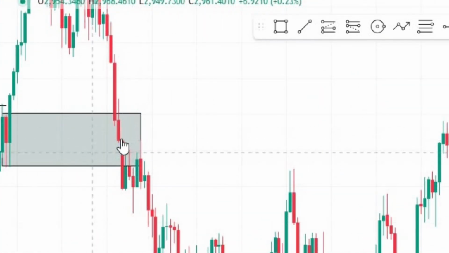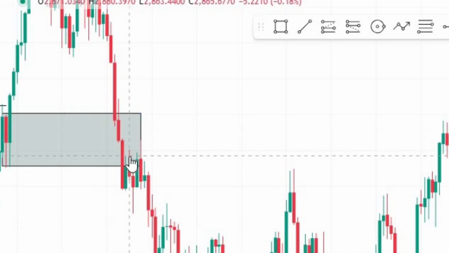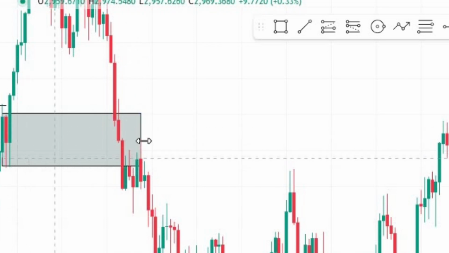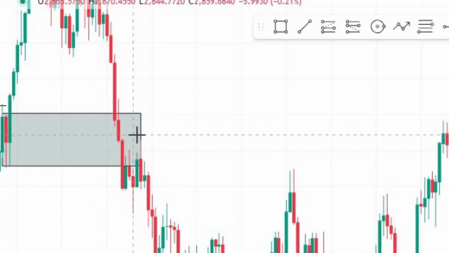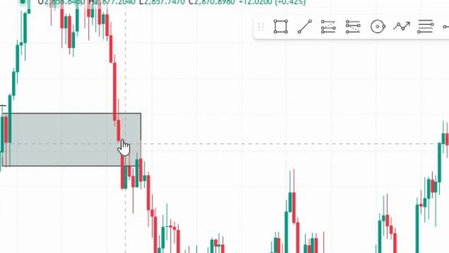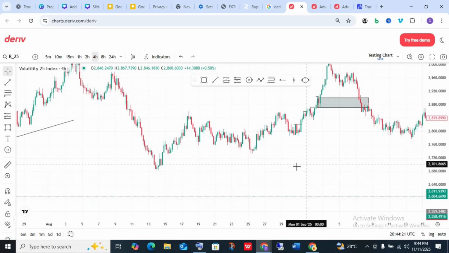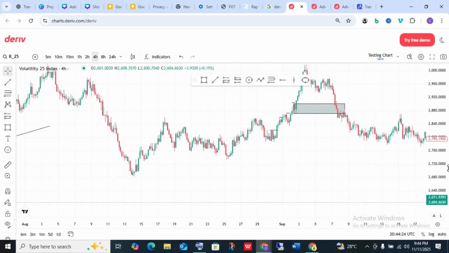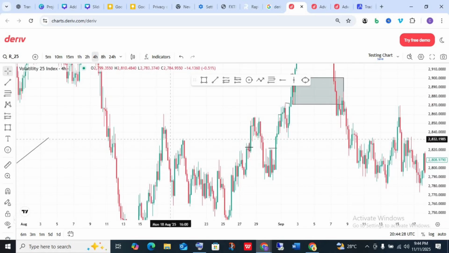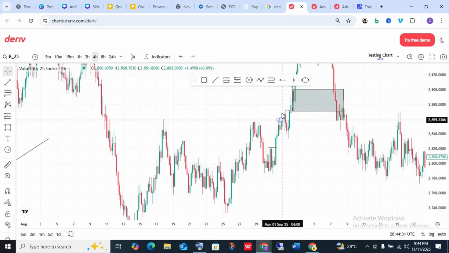You have to wait for 15 minutes confirmation here, because it's not every time that price comes to that POI that it buys. Price came to this POI now, it did not buy. If you scale to the 15 minutes, you see that there was no break of structure in the 15 minutes here. Then another thing you need to know is that sometimes price might not come and touch your box.